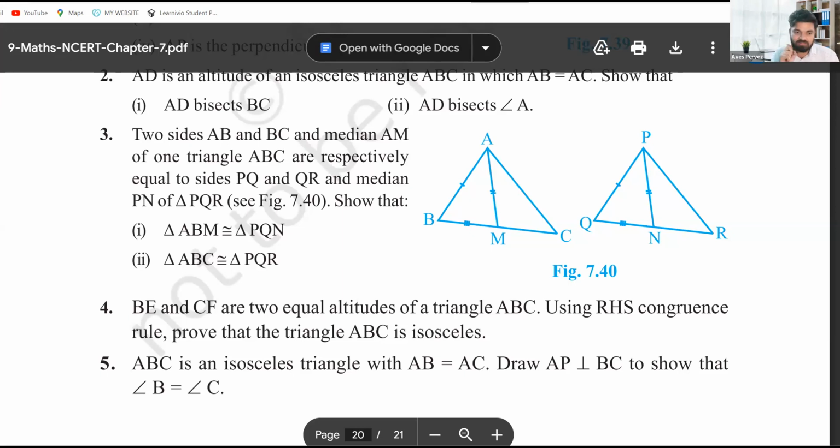ABC's BE and CF are the two equal altitudes of triangle ABC. Using RHS congruency rule, prove that ABC is an isosceles triangle.